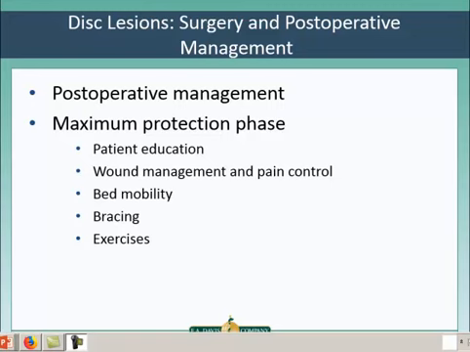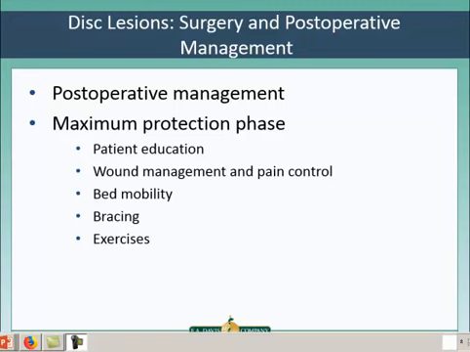And during this maximum protection phase, so early after surgery, you also want to teach the patient about wound management. Let them know what the signs and symptoms of infection are, what to do if the wound opens up, how to control the edema around the scar.